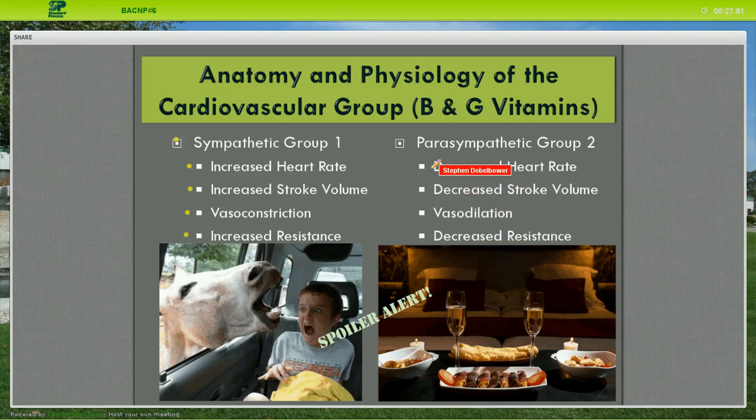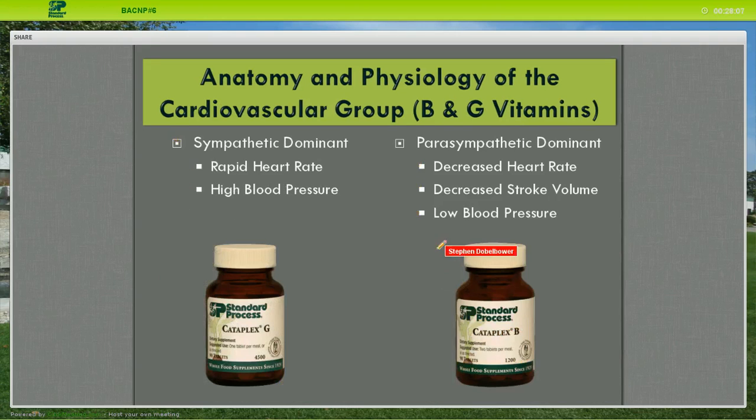Whereas the parasympathetic side is going to do the opposite. It's going to get that vagus nerve supply. It's going to decrease the heart rate and decrease the stroke volume, create a vasodilatory effect, and decrease the resistance in the system. This is normal physiology, but you'll see that by separating the B and G vitamins, we can create a situation where we can help a person who is sympathetic dominant by giving them G, and we can help a person who may be parasympathetic dominant by giving B. But that's a spoiler alert for next time, but still important for today.